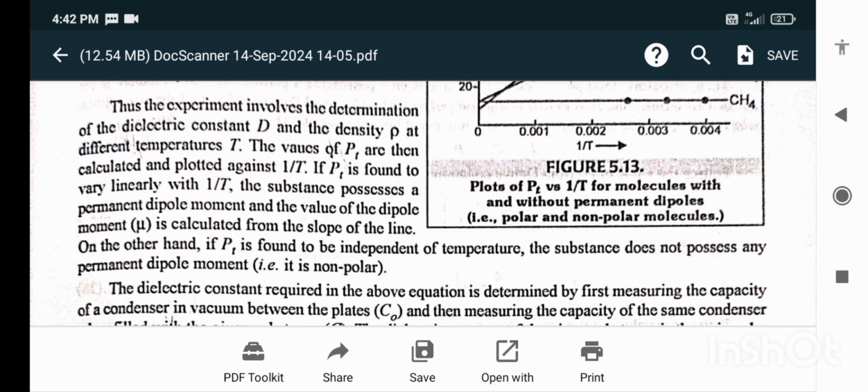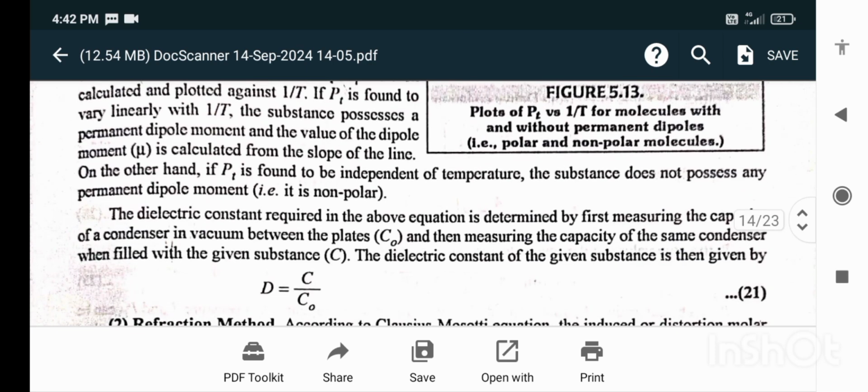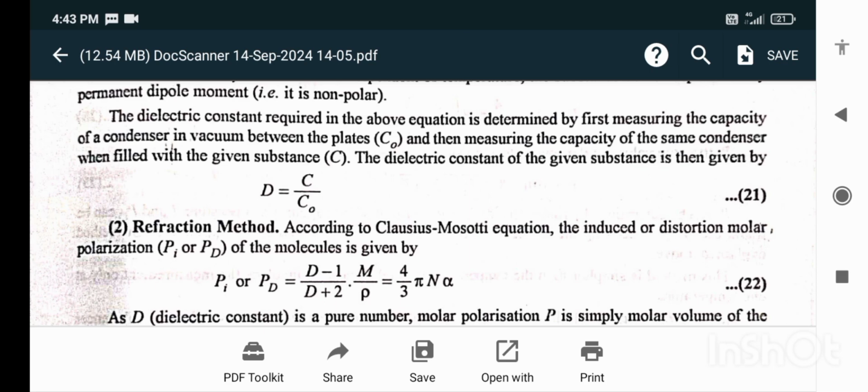If Pt is found to vary linearly with 1 by T, the substance possesses a permanent dipole moment, and the value of the dipole moment is calculated from the slope of the line. On the other hand, if Pt is found to be independent of temperature, the substance does not possess any permanent dipole moment, that is, it is nonpolar. The dielectric constant required in the above equation is determined by first measuring the capacity of a condenser in vacuum between the plates, and then measuring the capacity of the same condenser when filled with the given substance. The dielectric constant of the given substance is then given by D is equal to C upon C naught.